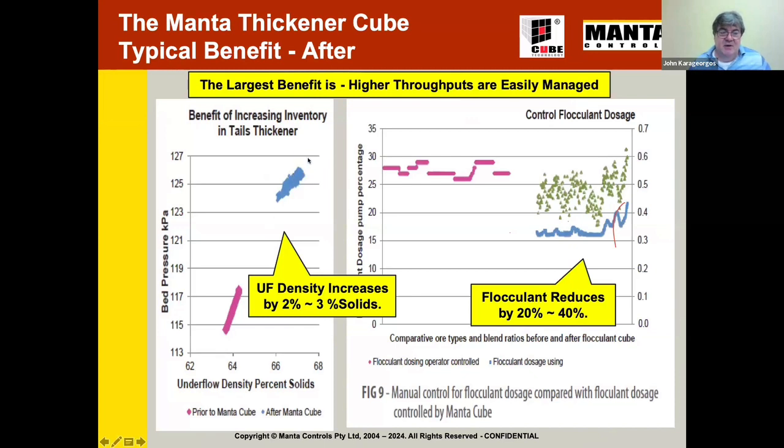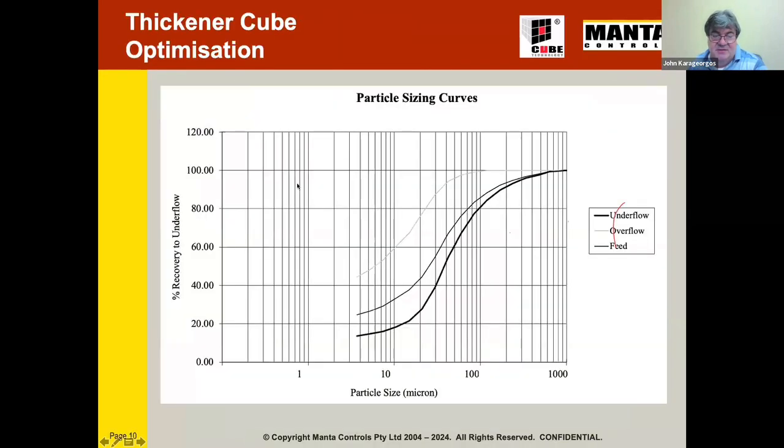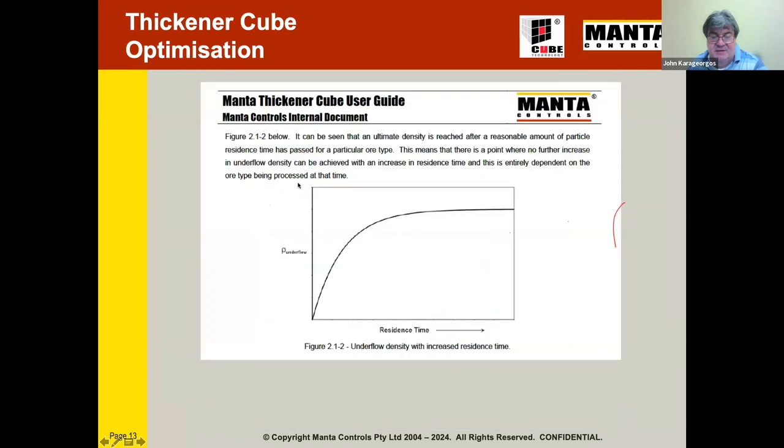We now go a little bit higher, but there's a point where you can't go any higher, because that's the limitation of the thickener itself. So I think that's pretty cool. You can actually see it in real life data.